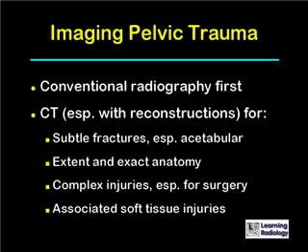Imaging of pelvic trauma is first usually done using conventional radiography because it is the most available and provides important information. CT scans, especially with multiplanar reconstructions, are usually used for subtle fractures, especially those of the acetabulum, to determine the extent and exact anatomy of fractures that are already seen. They are also used in complex injuries, especially those that are going to have surgery, and for associated soft tissue injuries such as vascular and GU tract injuries.